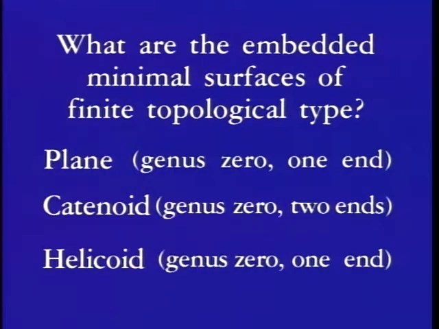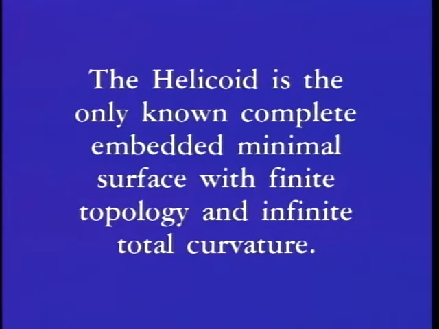Let's take a look at the helicoid now. Here is the helicoid. We've seen it before, and we know it's a surface of genus 0 with one topological end. It's a periodic surface that isn't flat, and that means it has infinite total curvature. It is also properly embedded. It's a surprising and somewhat annoying fact that even though the surface has been known for 200 years, it is the only known example today of a properly embedded minimal surface of infinite total curvature and finite topological type.